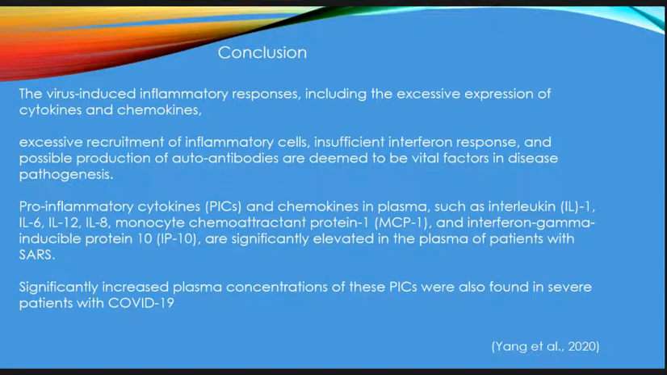The virus-induced inflammatory responses, including the excessive expression of cytokines, excessive recruitment of inflammatory cells, and insufficient interferon response, which you need to be on point here, and the possible production of autoantibodies are deemed to be vital factors in this disease process. These pro-inflammatory cytokines are elevated in the plasma proteins with SARS. Significantly increased concentration of these were found in patients with severe disease.